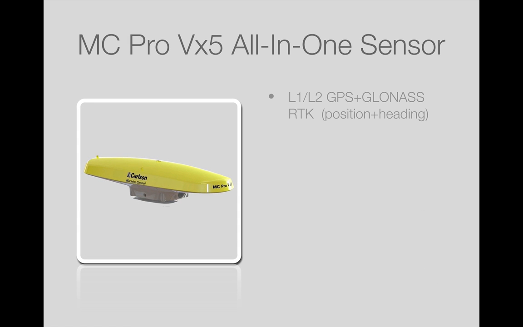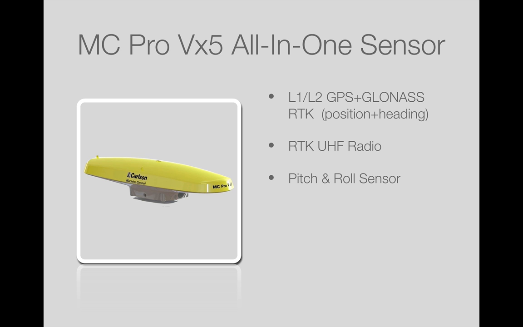The other key component that's new that we think is quite special is the new Carlson MC Pro VX5 all-in-one sensor. Now, this has a baseline between antennas of 50 centimeters. So this is an L1, L2 GPS plus GLONASS RTK receiver that has position and heading. There is also an integrated RTK UHF radio for our RTK corrections. Now this is eliminating an external radio, external radio cable, antenna for the radio, and the radio antenna itself.